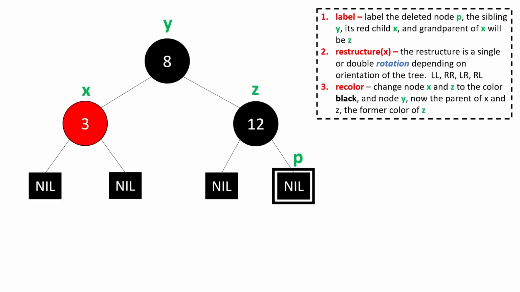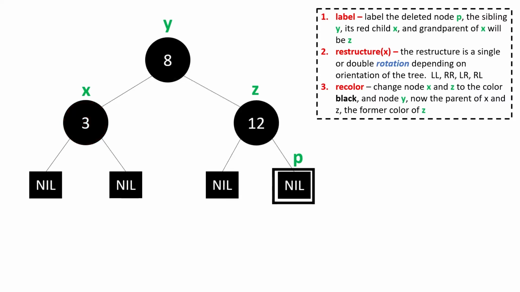We do the relabeling. And the third step is we recolor. We change node X and Z to the color black, and node Y the former color of Z. Well, the former color of Z is black, so Y just stays black. And we're done, okay? Remember, in deletion, case 1 is always terminating. So once you do this once, you're done with the whole tree.